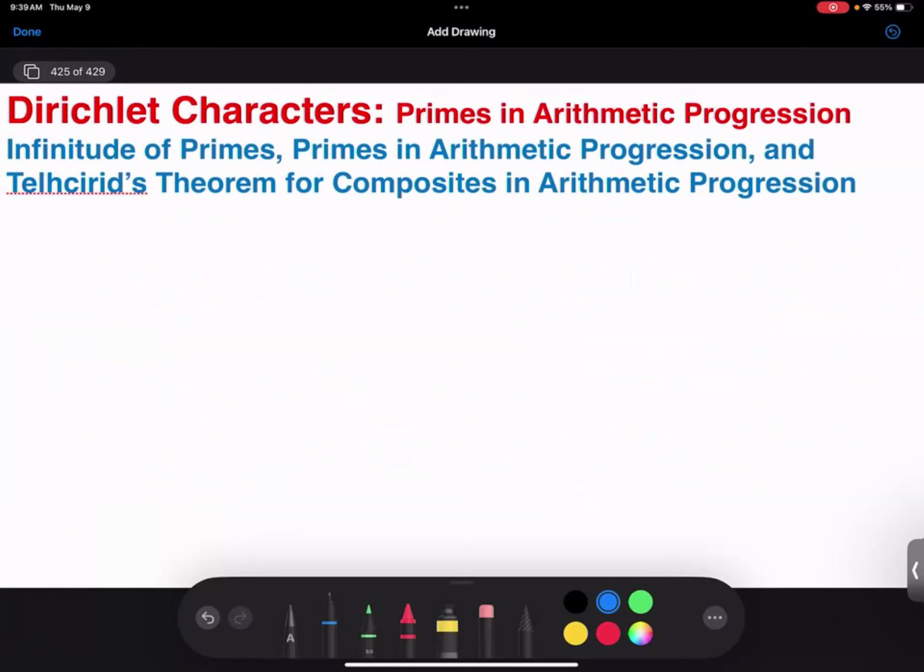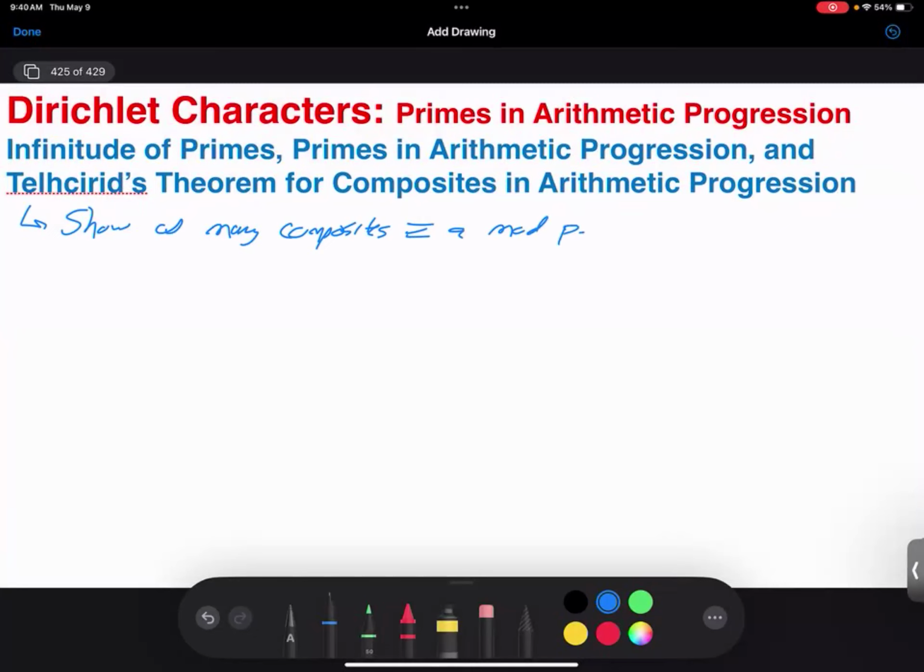As a nice exercise, and I debated putting this on the exam, prove Tailor-Seward's theorem that there are infinitely many composites in arithmetic progression. So if I give you two numbers a and b, they don't even have to be relatively prime, prove that there are infinitely many composite numbers congruent to a mod b. That's a nice exercise. See if you can prove that. So, show infinitely many composites congruent to a mod b.